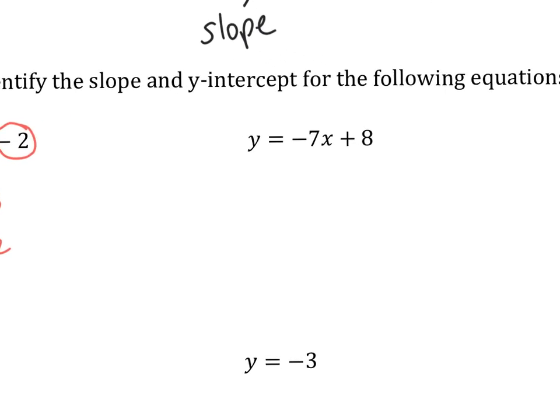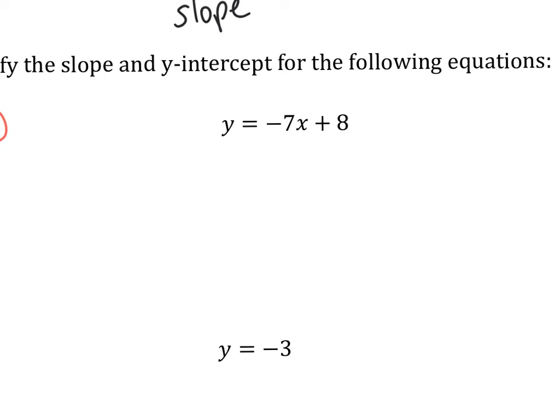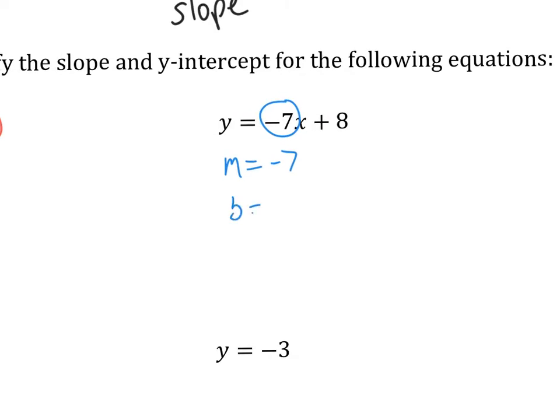Okay, let's look at another example here. We have y equals -7x plus 8. So again, this will be our slope. That will be the number that's multiplied by our x value. So our slope is equal to -7. Again, taking that sign that's to the left of our number. And our y-intercept, which is b, will be equal to, in this case, a +8. So we can just write 8.